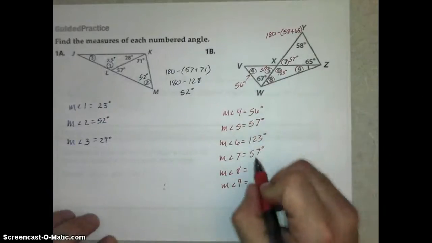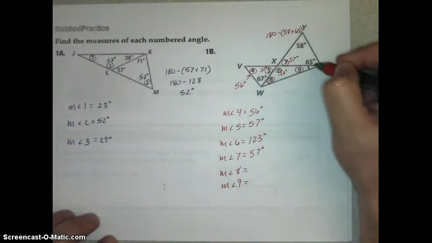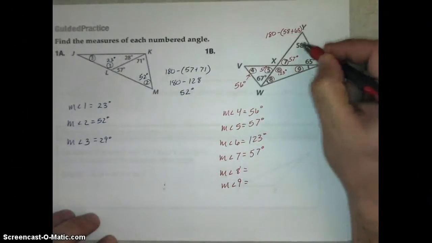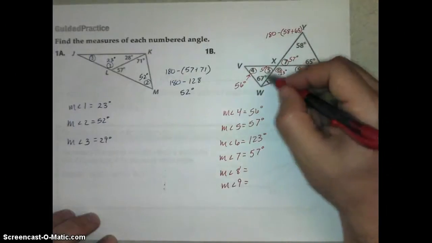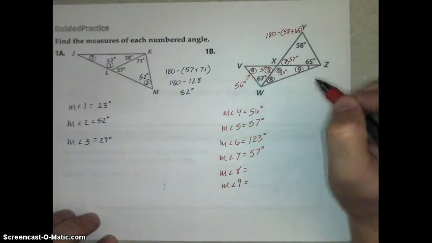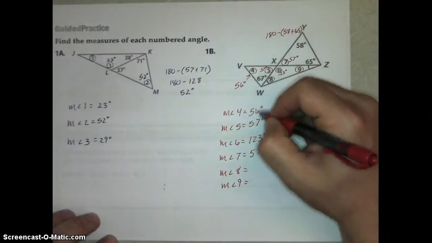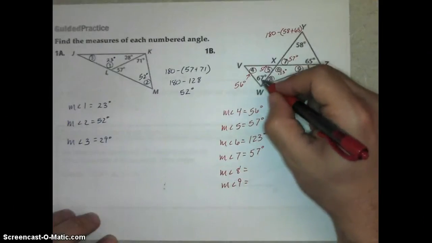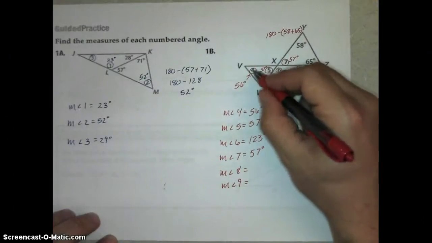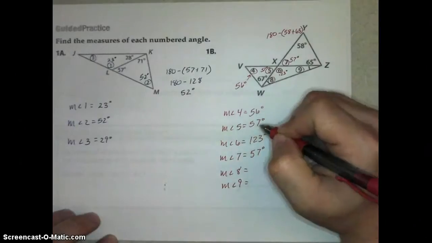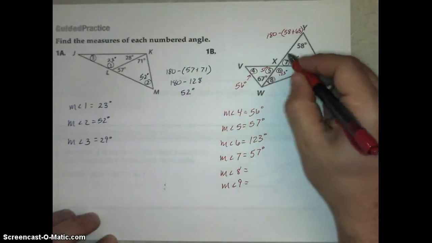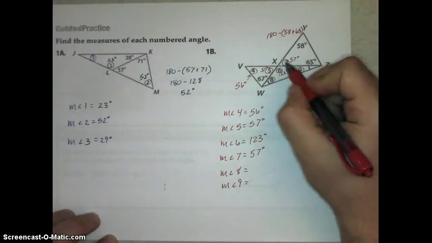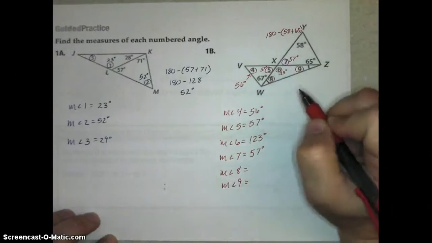I'm actually going to start by finding the measure of angle 7, because I've got two angles of this triangle. So if I add these up and take them away from 180, I get 57 degrees for angle 7. So angle 5 has to be the same because they're vertical angles. That allows me to find the measure of angle 4, because if I add 57 and 67 and take that away from 180, I get 56 for the measure of angle 4. Then I can find the measure of angle 6 just by taking 57 alone away from 180, because it's a linear pair with angle 7.